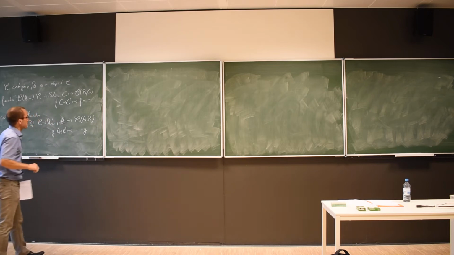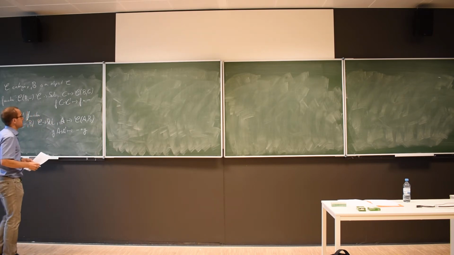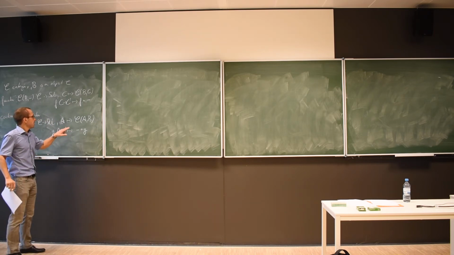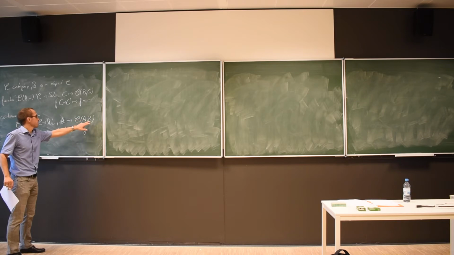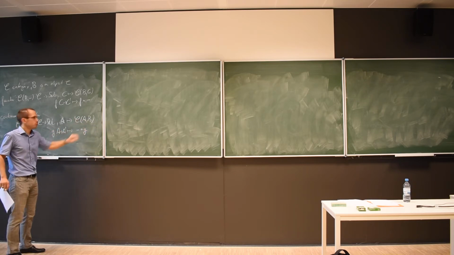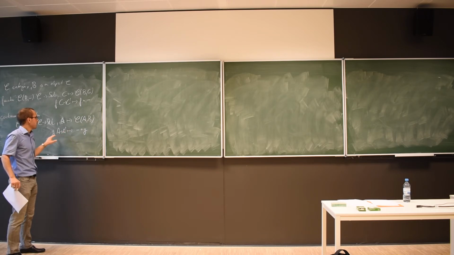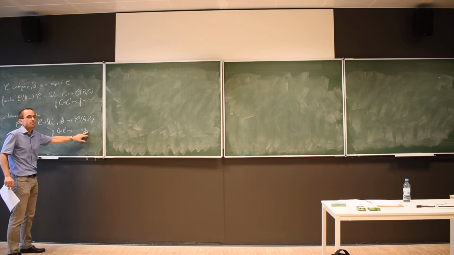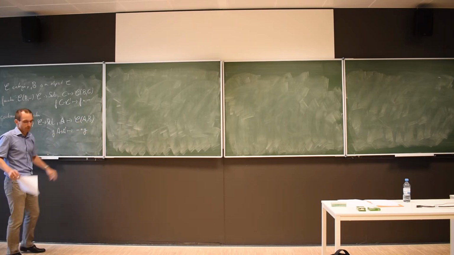And this defines us a map that goes from the set of morphisms from A prime to B to the set of morphisms from A to B. Because we have a morphism from A prime to B, and we precompose it with a morphism from A to A prime, then this gives us a morphism from A to B. And so this is indeed a contravariant functor.